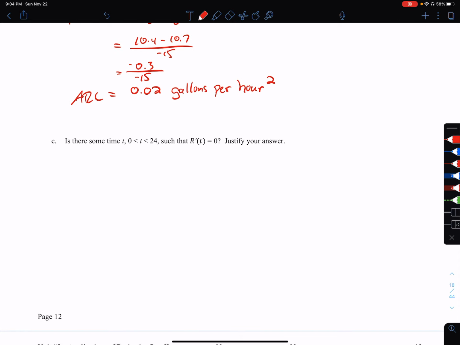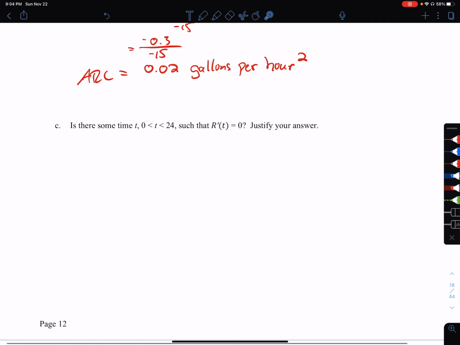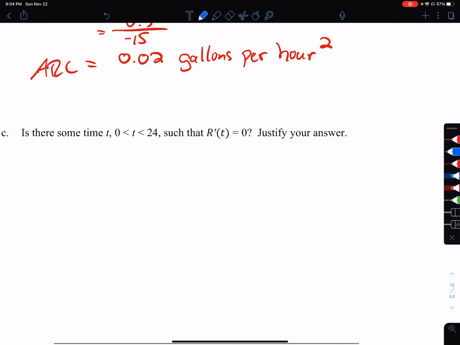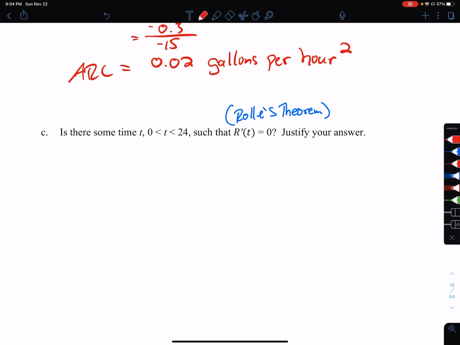Is there a time t from 0 to 24 such that r prime of t equals 0? Well, let me tell you what this is implying here. This is asking about Rolle's theorem. Rolle's theorem says that there would be guaranteed to be a value at which the first derivative is equal to 0. Now this would apply if this function is continuous and differentiable, and we are told at the beginning that r is differentiable.